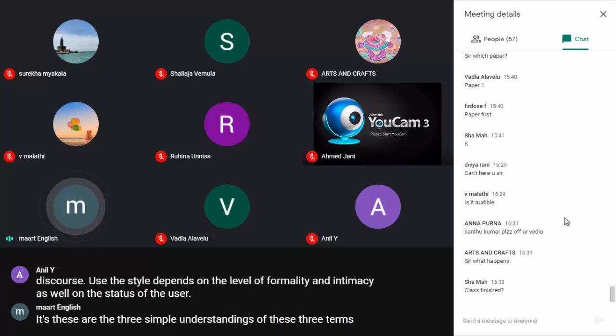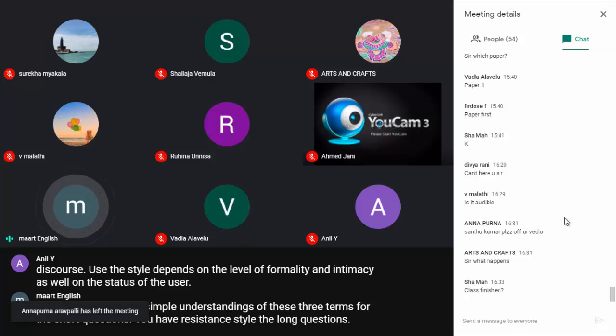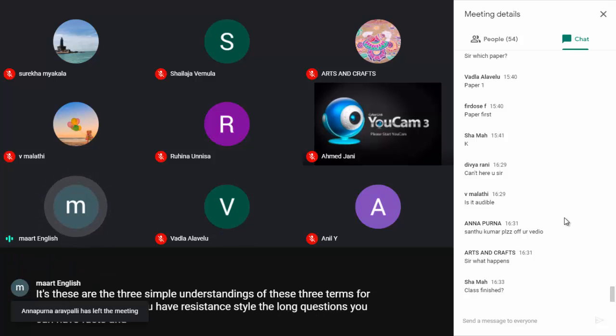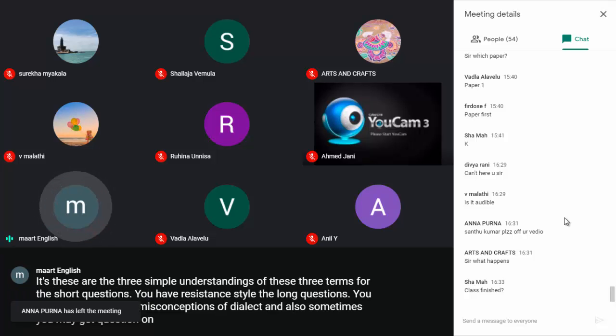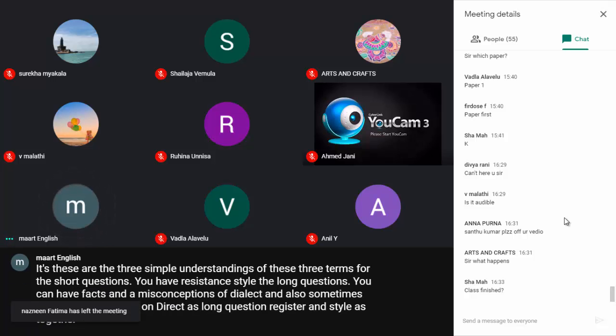For the short questions, you have register and style. For the long questions, you can have facts and misconceptions of dialect. And sometimes you may also get a question on dialect and idiolect as a long question, or register and style together as a long question in the examination.